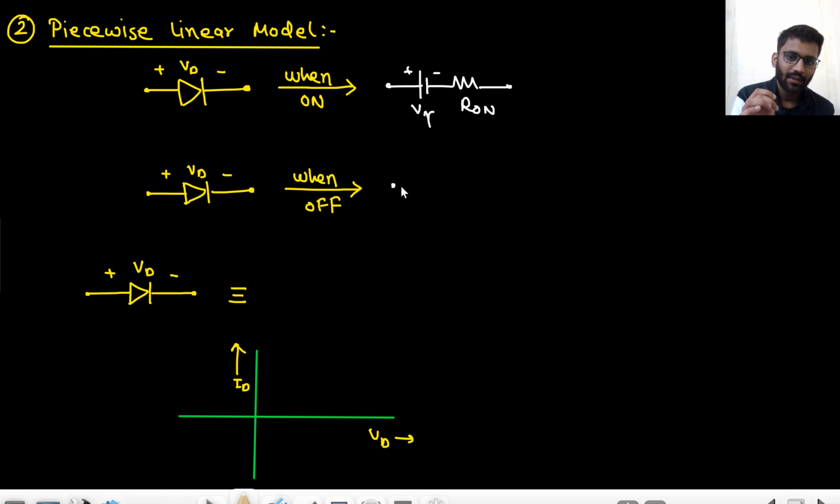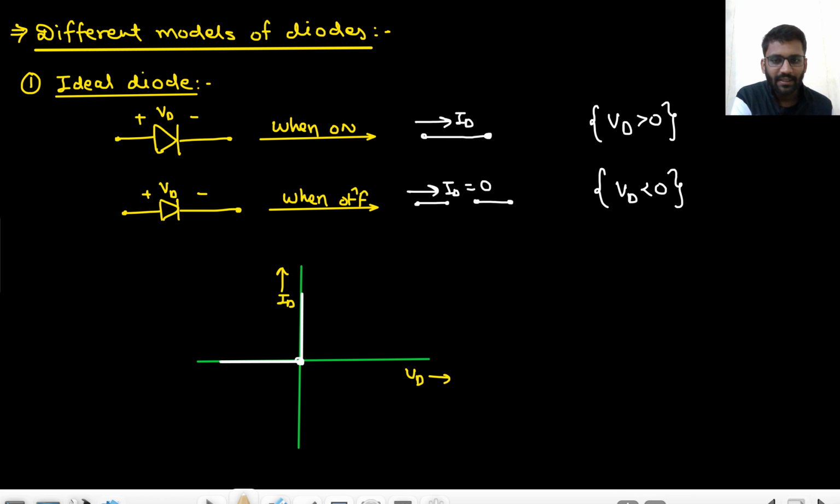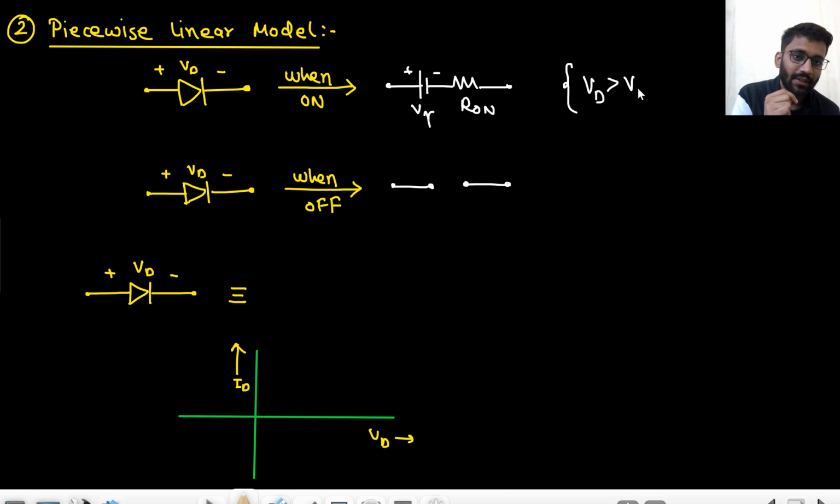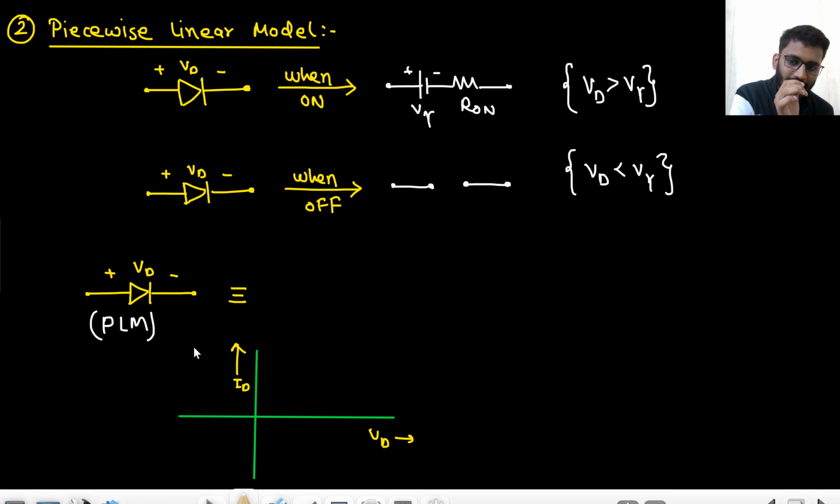Now tell me, in this case, what is the condition of turning on? What was the condition of turning on in the ideal case? VD greater than 0. In this case, the condition of turning on is VD greater than V gamma. And the condition of turning it off is VD less than V gamma. When we take an example, it will be more clear to you. This is the piecewise linear model of diode. You can replace the diode with something like this.